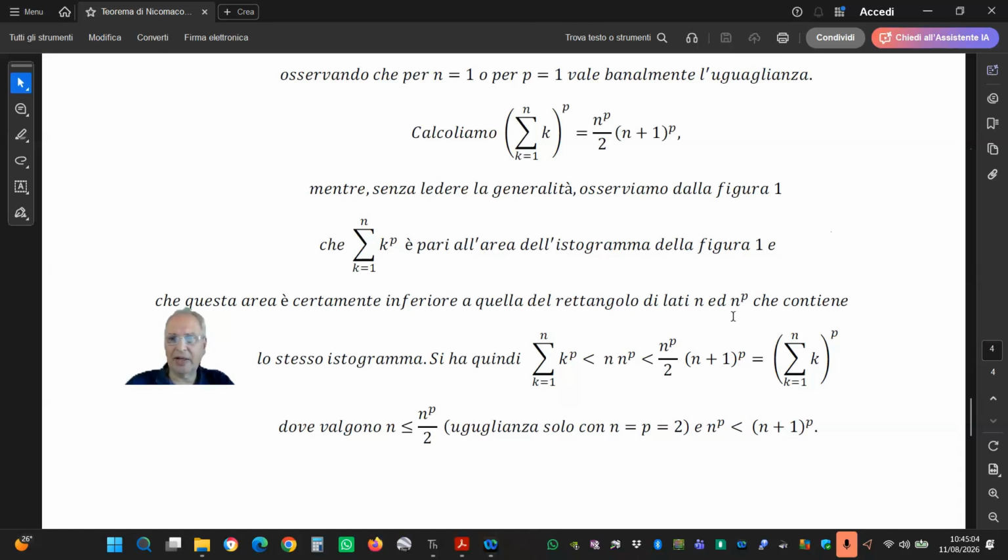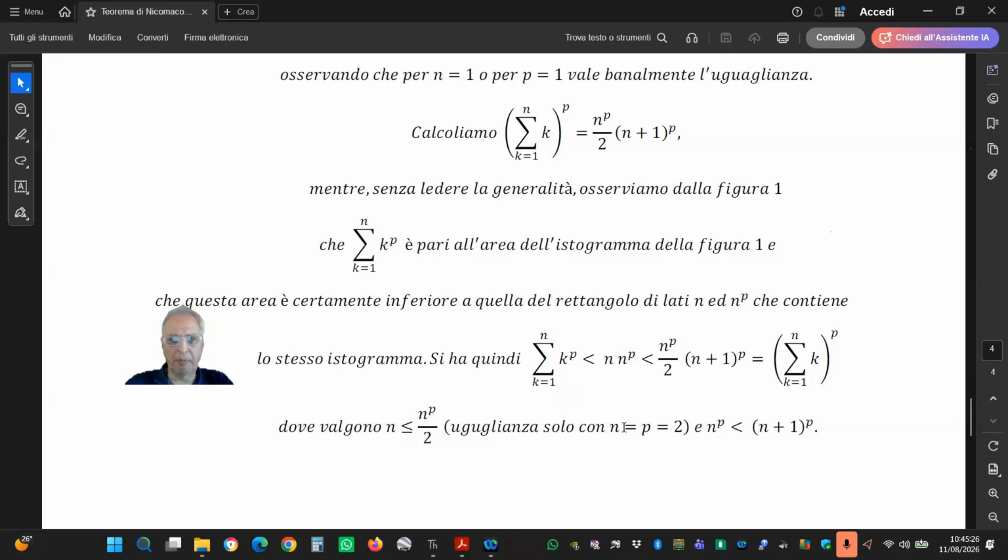We are here. So the sum of k raised to p is equal to the area of the histogram in the figure. This area is certainly smaller than that of the rectangle which has n and n raised to p as sides, which contains the same histogram. And so we have the sum of k raised to p is less than n times n raised to p.